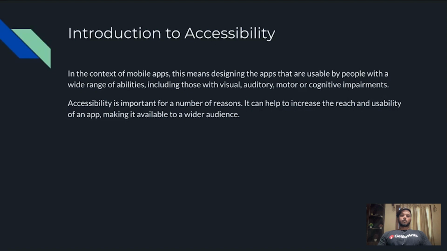So in the context of mobile apps, this simply means to design apps that are usable by people with a wide range of abilities, including those with visual, auditory or motor impairments. It is very important for a number of reasons, as it can increase the reach and usability of an app.